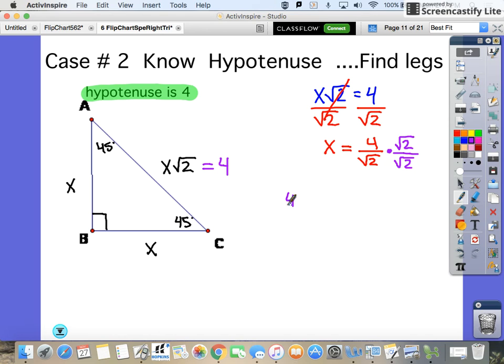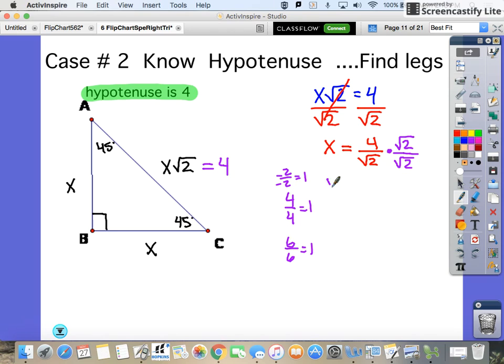Hopefully you agree that 4 divided by 4 is 1. 6 divided by 6 is 1. Negative 2 divided by negative 2 is 1. So this ugly thing divided by this ugly thing is still 1. I've multiplied by 1. I'm not changing the value at all.